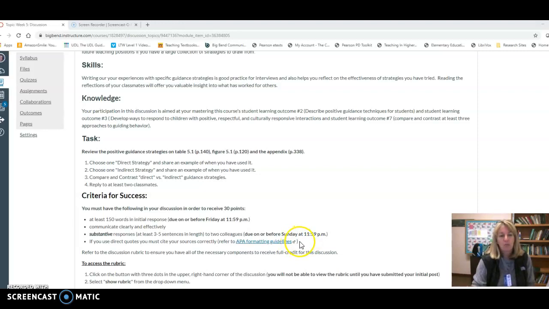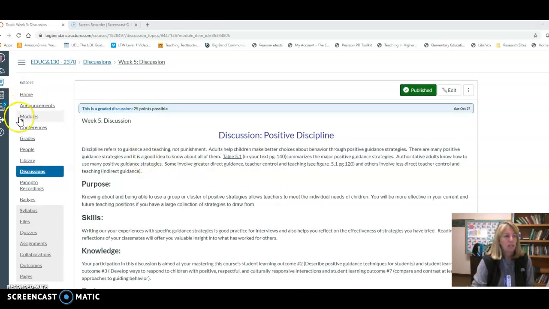If you use a direct quote from the text, you must put it in quotation marks, cite it correctly, and then put citations used at the bottom of your discussion. Again, that's only if you use direct quotes. Okay, so that's our discussion this week.